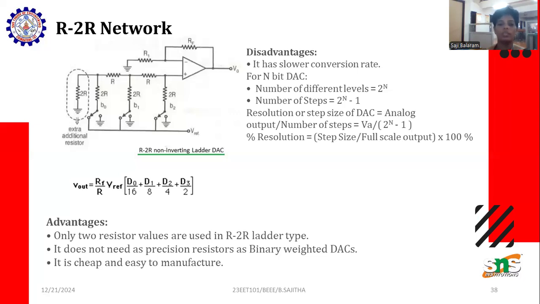And coming to its disadvantages, it has a very slow conversion rate for an n-bit DAC. The number of different levels is 2 power n, and the number of steps is 2 power n minus 1. The resolution or step size of the DAC is the analog output divided by the number of steps, that is equal to VA divided by 2 power n minus 1, and the percentage resolution is step size by full scale voltage into 100%. So this is about its values for the n-bit DAC. And the primary disadvantage is that it has a very slow conversion rate when compared to the weighted summing amplifier.